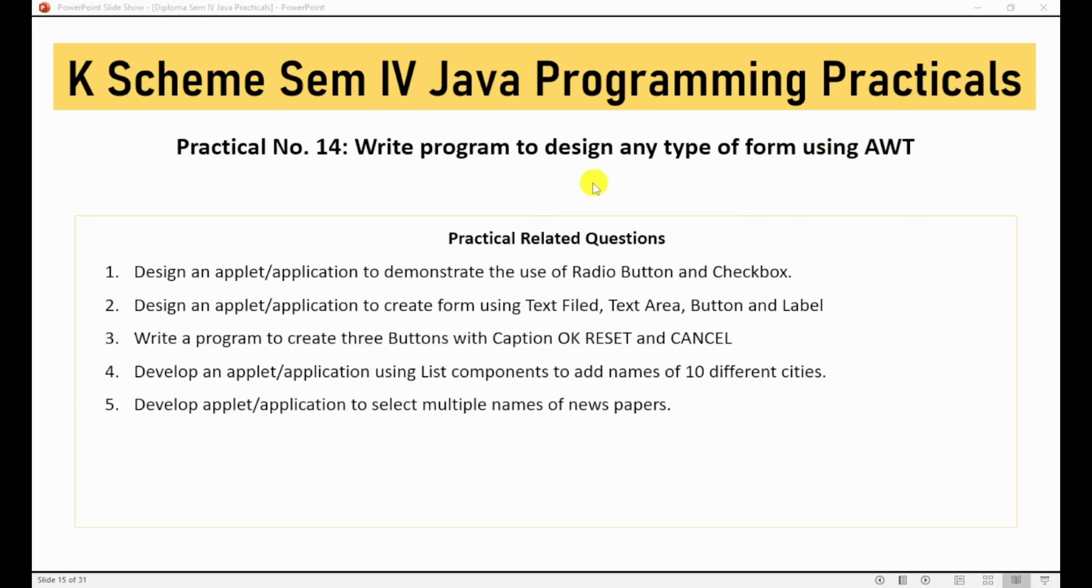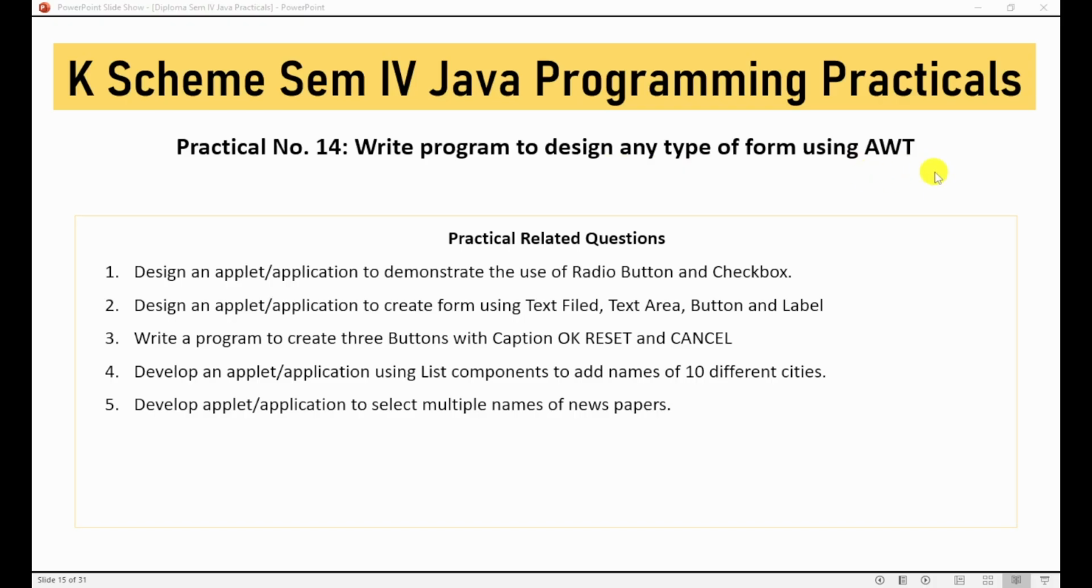According to the old syllabus, Java programming was divided into two subjects, Java programming and Advanced Java programming. The practicals that we have covered till practical number 13 were part of Java programming, and this practical and onwards are part of advanced Java programming. The topics were graphical user interface generation using AWT and Swing, then event handling, then networking and database. All these topics are under advanced Java programming, but in this K scheme they have compressed the syllabus and covered everything inside the Java programming subject. So here we have to design any type of form using AWT.